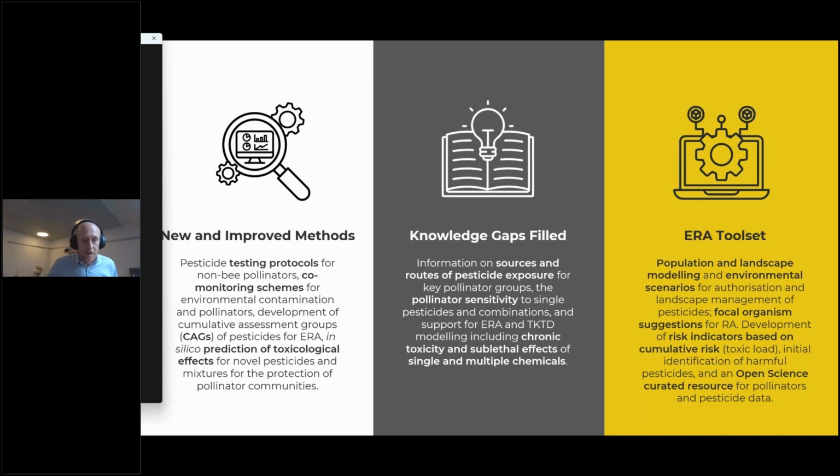And then we'll also bring all this knowledge and these improvements into an ERA tool set, an environmental risk assessment tool set that can be used by regulatory authorities. That includes population and landscape modeling, as well as the development of environmental scenarios for authorization purposes. But it will also extend the focal organisms as well. As we said, we're looking at a variety of non-bee pollinators. And within this there'll also be risk indicators based on the cumulative risk, toxic load, and also the initial identification of harmful pesticides. All of this will then be available through open science and curated resources. And there are a number of those that we'll be linking to.